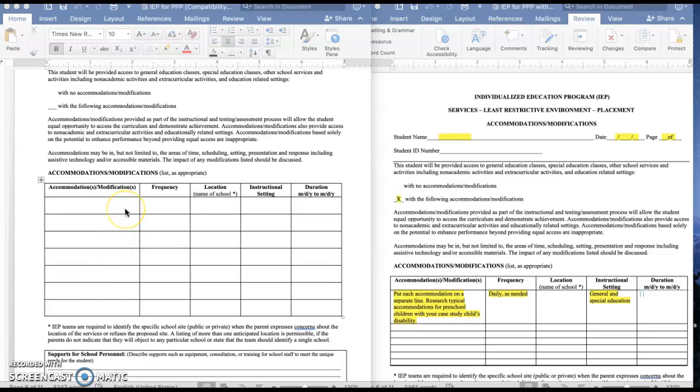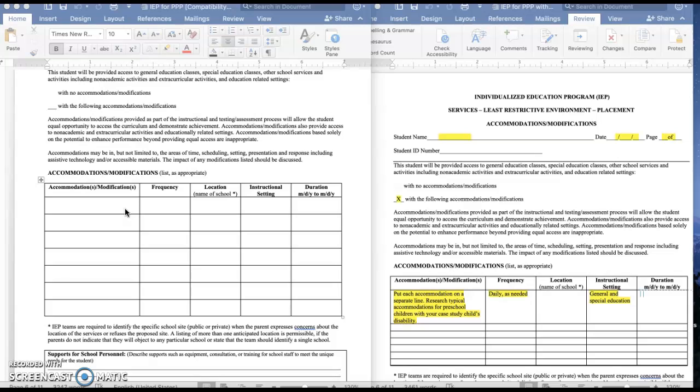Typically, we're not doing modifications because they're in preschool and they're in preschool special ed, so there's nothing academic. Remember, accommodations are made to support the student, modifications are made to the curriculum. So we don't usually need to worry about modifications in preschool. So think about the accommodations.